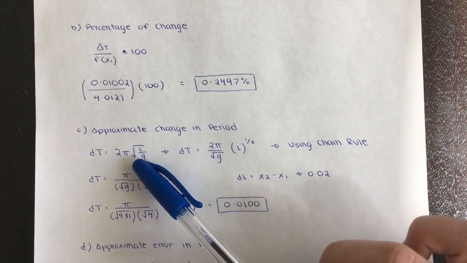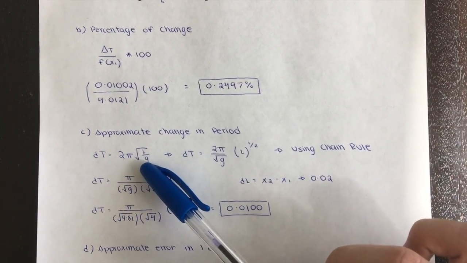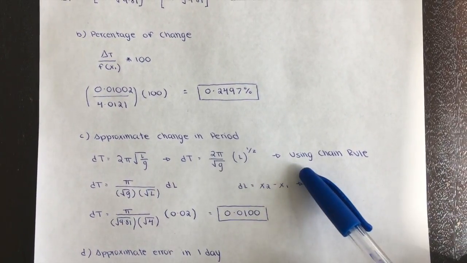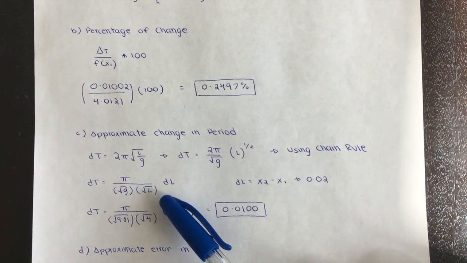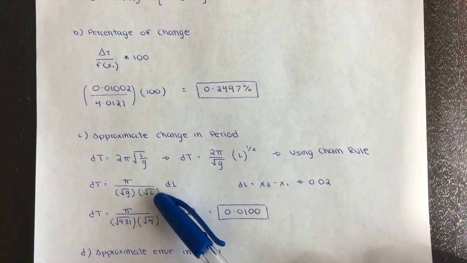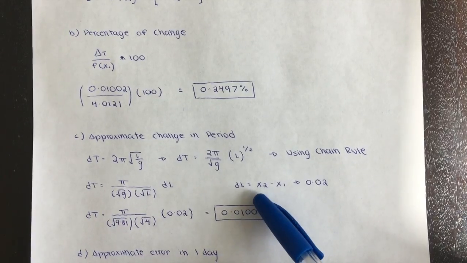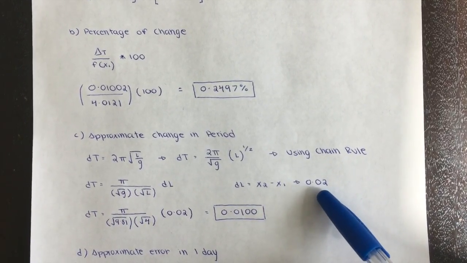In number C, they're asking us to find the approximate percentage change in the period. If this was our original formula, this is the same as having this. So using chain rule, we're gonna have the derivative, which will be this one. dl is x2 minus x1, which is 0.02.